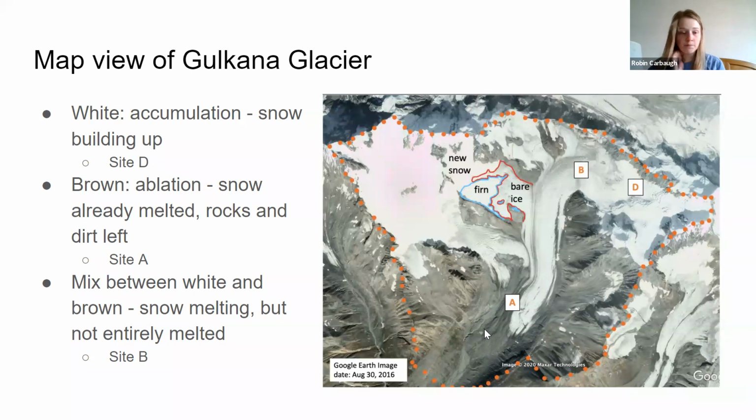I know there is still some snow, but it's mostly dirt over here. So that's ablation. And then if it's a mix between white and brown, it means that maybe there's some melting, but not really entirely. It's probably more just staying constant. And that would be like site B. So D is growing, A is melting, B is staying constant.